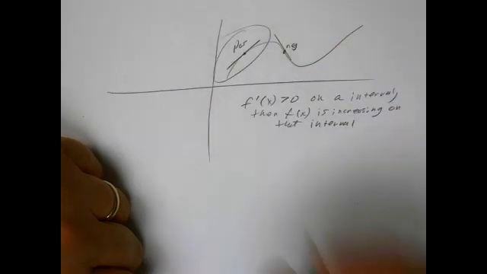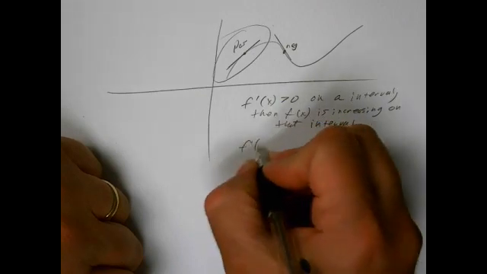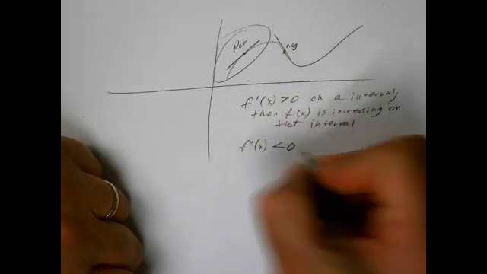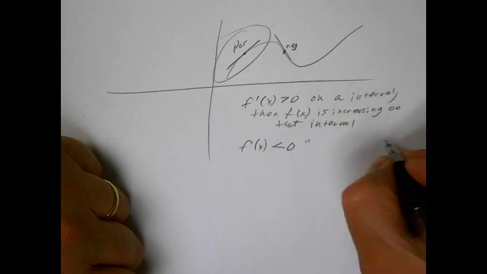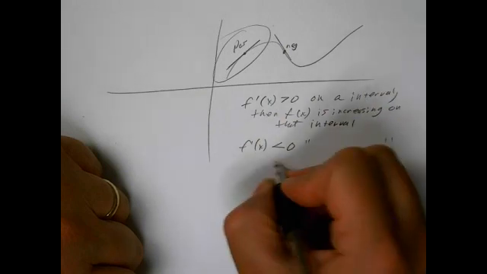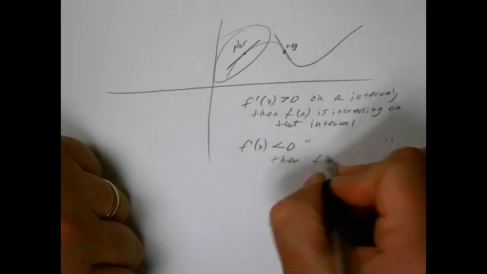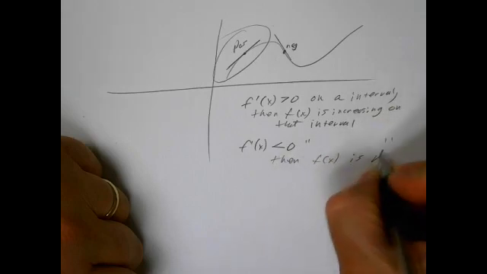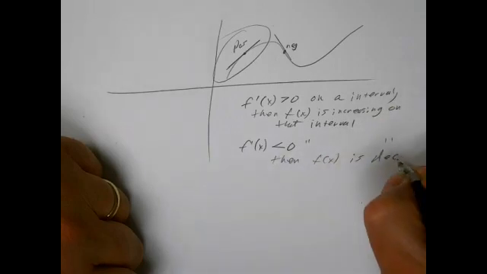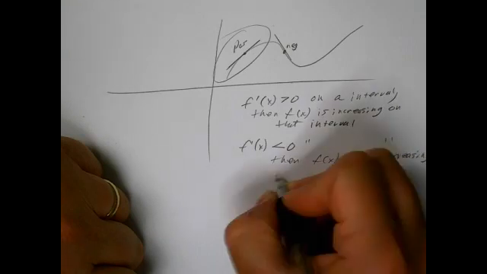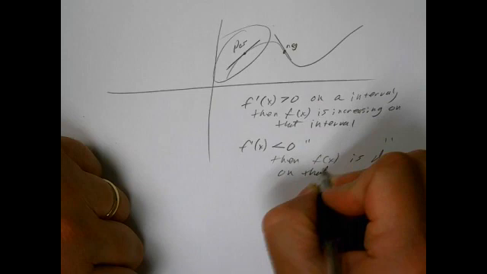All right. Secondly, if f prime of x is less than 0 on an interval, then f of x is decreasing on that interval.